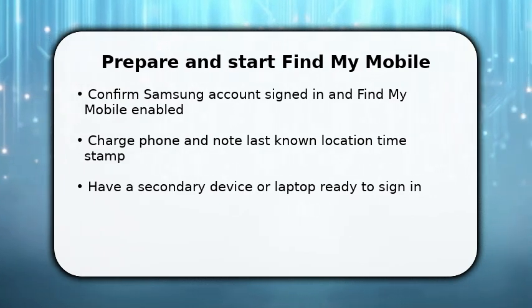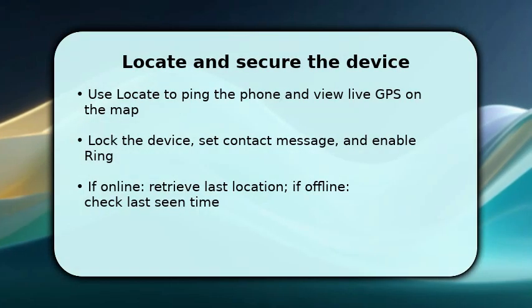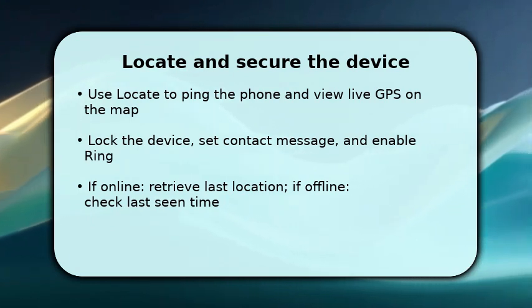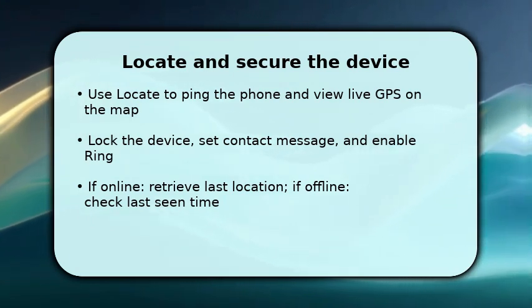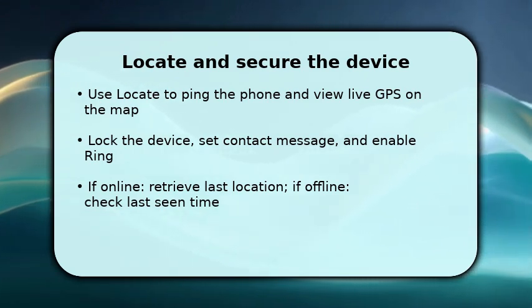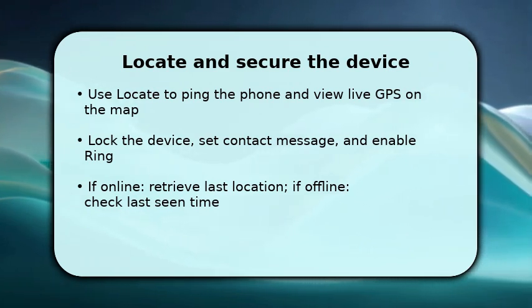Once logged in, use Locate to ping the phone and display its GPS position on the map. This tells you where to go. If the phone is online, immediately choose Lock to prevent access and set a contact message and phone number on the lock screen so a finder can call you. Then enable Ring at full volume to help you locate it nearby.